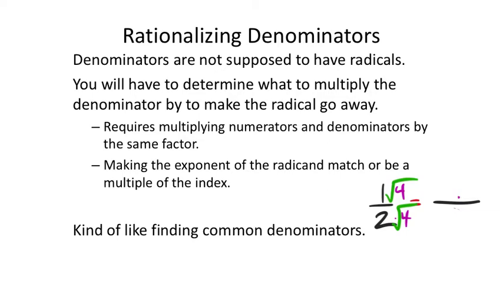What else does it say? You have to determine what to multiply the denominator by to make the radical go away. So you are forcing this to happen. You are taking control of a fraction and not letting it destroy your life. So this requires multiplying numerators and denominators. That's what I'm showing right here in this example, and then making the exponent of the radicand match or be a multiple of the index. The reason why that's useful is because we're dividing the exponent by the index, and if I can make that a whole value, all the better.